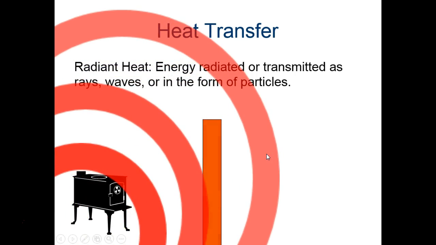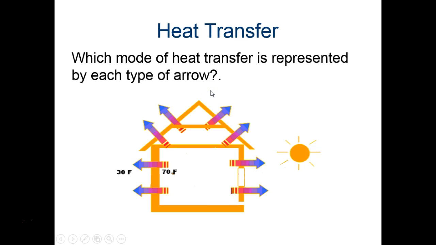And then radiant heat. Radiant or radiated heat is energy that comes off in waves or rays, and they're not particles. So we're talking about when you have a heater like this. It's not blowing hot air, it's actually heating up the air, and that energy is traveling in waves.